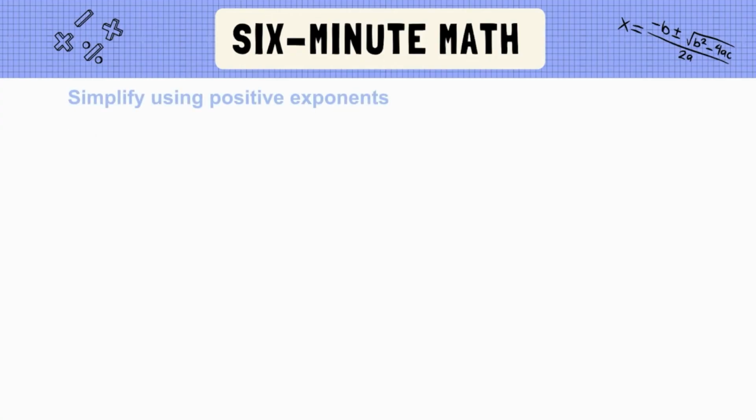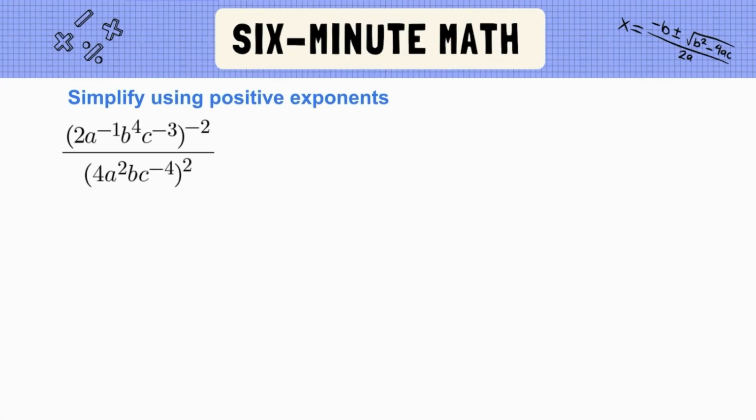Let's check out another example here. Again, I am going to use my power of a power law and multiply this outside exponent to each item inside my brackets. I have 3 variables and a coefficient, so that exponent is going to affect 4 different items on top and bottom.